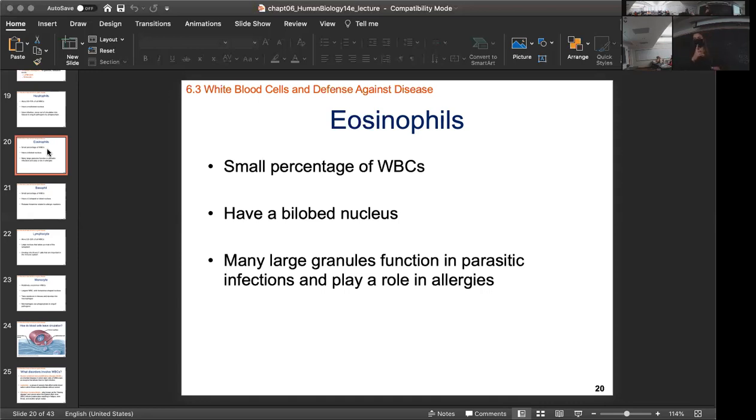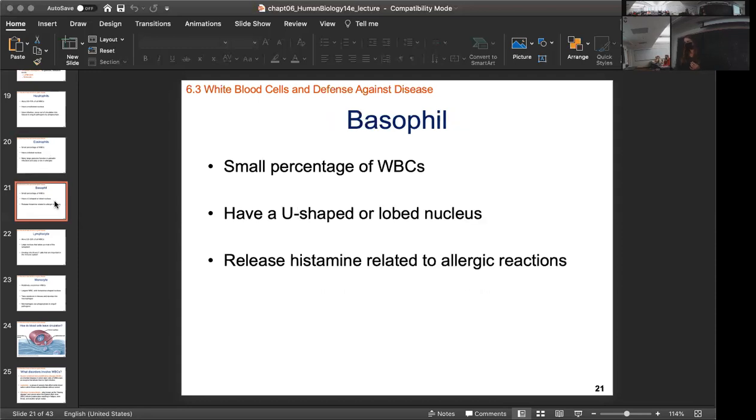Yeah. So it has a little bit to do with how it's taken into your body. Pollen can just be in the air, so if somebody's walking outside and you just breathe it in, things like that. That depends on the severity. A basophil, also a small percentage. These also release histamines to help with allergic reactions.